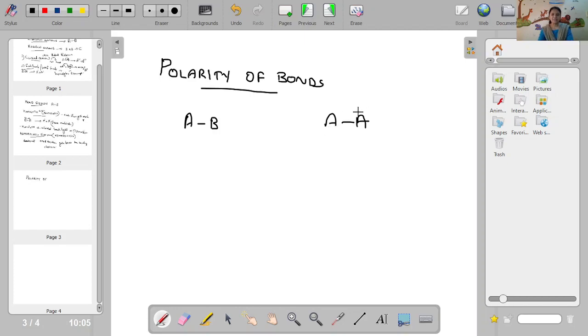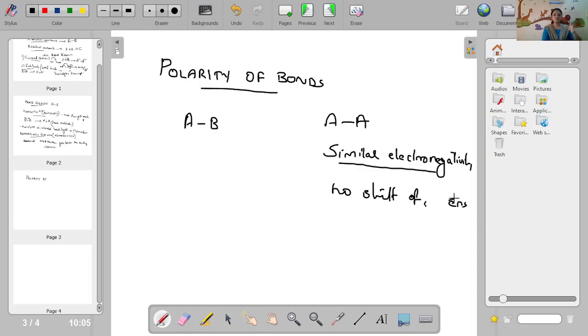That means if two similar atoms, or atoms with similar electronegativity, are bonded, there is no shift. We have discussed what electronegativity is and the factors affecting it in the first sum. So if two atoms have similar electronegativity, there is no shift of electrons because both are the same.